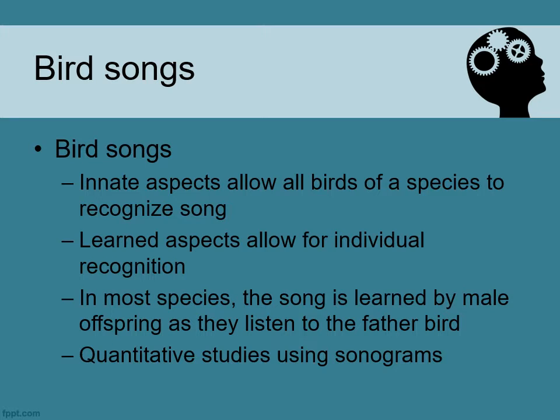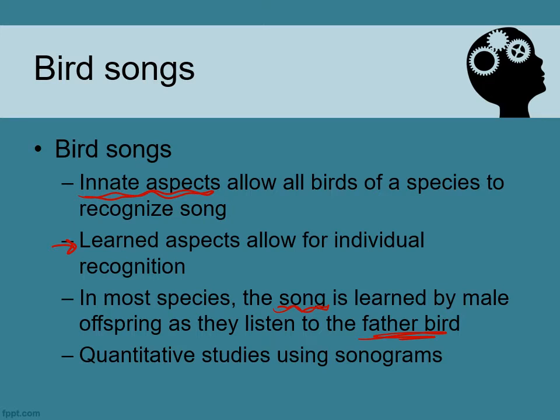Baby birds are born with some genetic pieces that allow them to recognize their song and also to sing their song. So different species have different songs. These are genetically programmed. However, there are some learned pieces of their songs that allow for individual recognition. And so what usually happens is the father bird will sing the song. The babies are born with some recognition of the song, but then specifics to their own little family are learned when the father bird sings to all the baby birds.